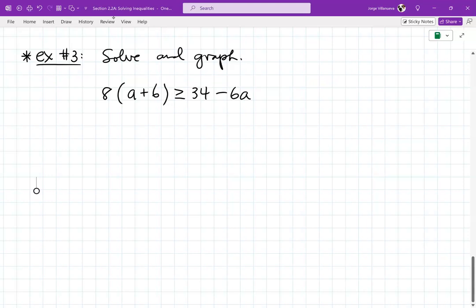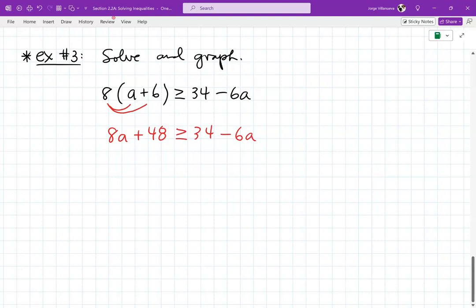Now for this problem, I'm going to do something that I don't normally like to do. But I just want to show you that there is no just one way to do stuff, okay? But let's go ahead and distribute first. So we have 8 times a, 8 times 6. So this is 8a plus 48 greater than or equal to 34 minus 6a.